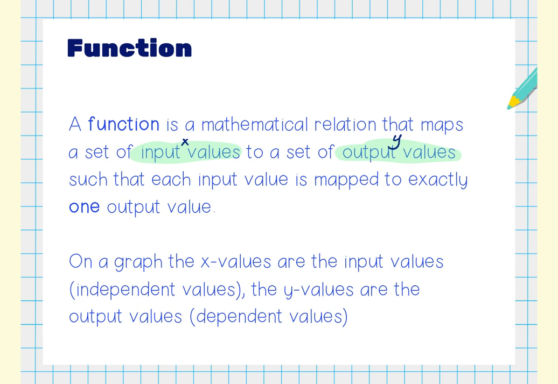When you are asked to explain something, you have to use those terms. So if it said, why is this not a function, you would say either one input value matches more than one output value or something like that. You can't just say X and Y's.